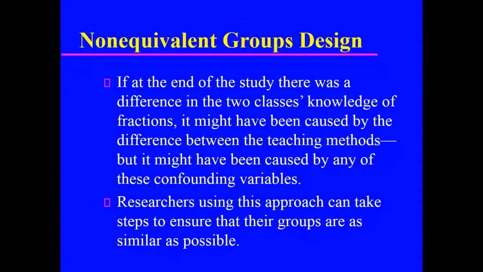So at the end of the study, if there's a difference between the two classes in learning fractions, it might be caused by the teaching method, but it could also be caused by confounding variables that we can look at. So when you're using this design, you want to make sure the groups are as similar as possible. Because if one group and another group are learning fractions, you want to be able to determine whether that method of learning fractions was effective. So, next slide.